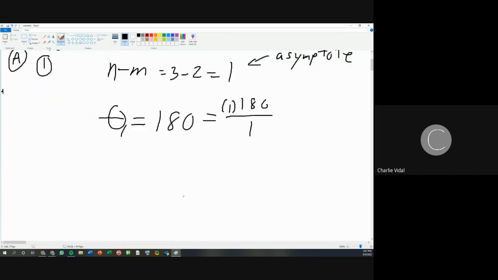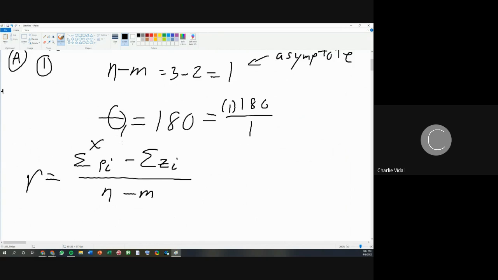To find where the asymptote is, you do r is equal to the sum of pi minus the sum of zi over n minus m. What is pi and what is zi? Pi are the x's, and zi are the o's.